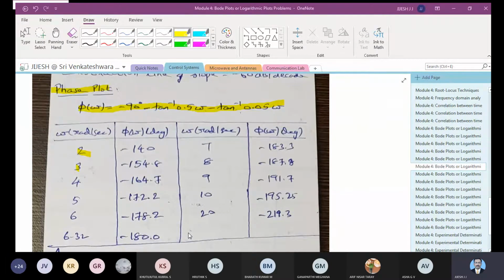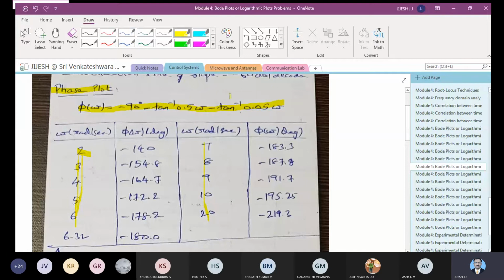So when you are finding out the phi value, the omega value is to be assumed, and by considering the omega value, you need to find the corresponding phi value. So you can see here, this is the phase plot you will get. Phi of omega is equal to minus 90 minus tan inverse of 0.5 omega minus tan inverse of 0.05 omega. So omega value we have to assume. All these values we have assumed, and corresponding to omega, when you substitute 0.5 into 2, so tan inverse of that, tan inverse of 0.05 into 2.